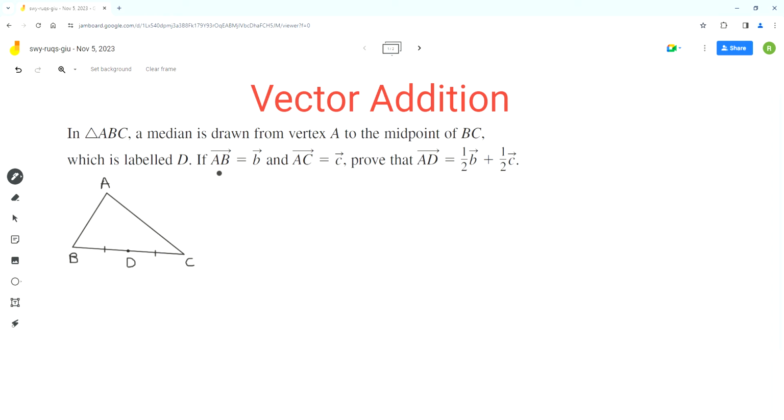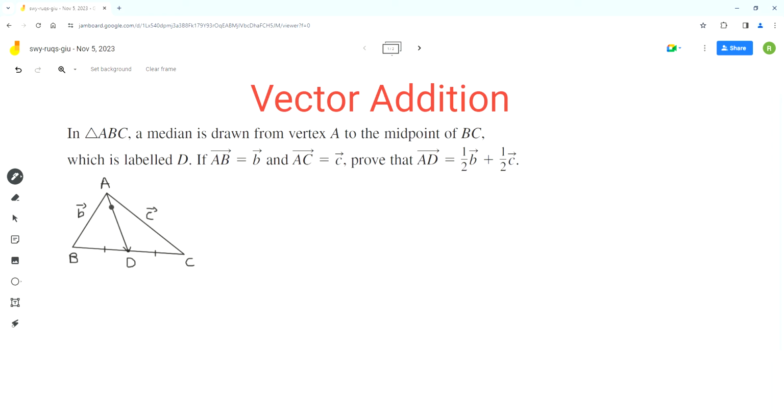Now if vector AB is vector B, so this is vector B, and vector AC is vector C, so this is vector C. So vector AD is represented by this side here. The first step here is to analyze vector AD. Now vector AD means we're starting from point A and stopping at point D.